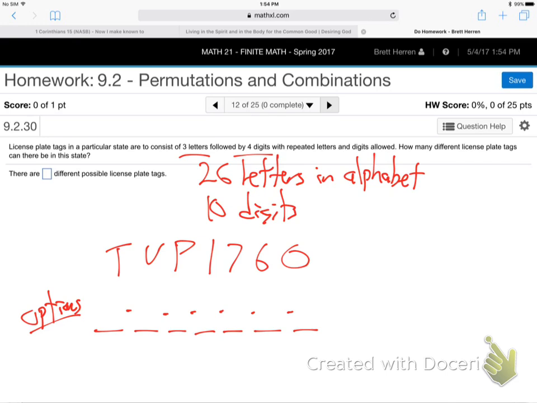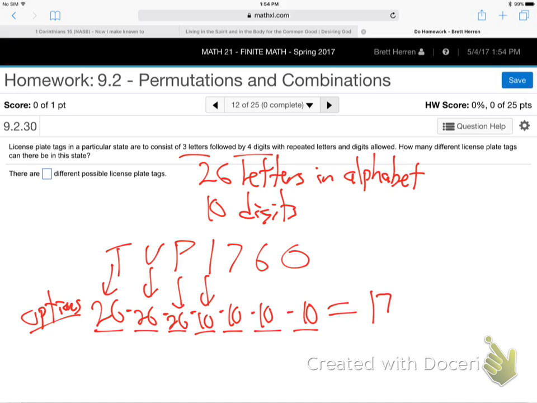For the first decision, when I chose T, how many options did I have? 26. There had to be a letter. Next one, 26. Next one, 26. Then I chose digits. Each of these is 10. That's some big number I don't know. It's going to have 4 zeros at the back at least, because of the 4 tens. So what is it? 175,760,000. That'll cover a lot of cars.